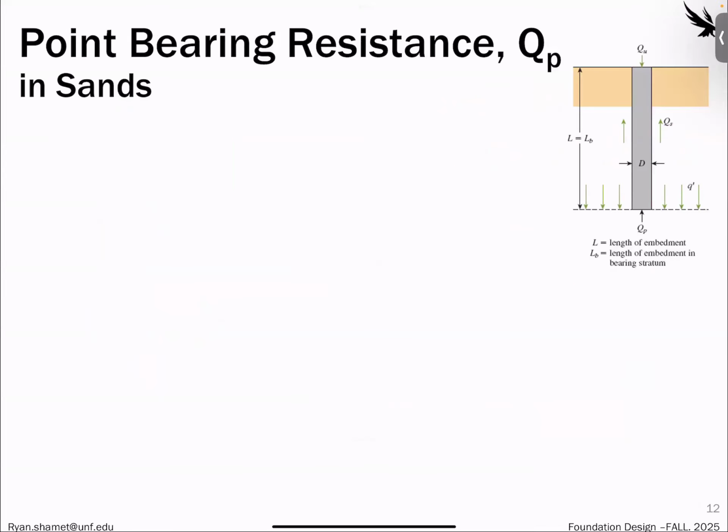So let's talk about a technique in sands only. Another way of saying this is we have a cohesionless soil. So if we have a cohesionless soil, that means there is no cohesion term. So this cohesion factor is going to be 0. So if we think back to our point bearing capacity equation for piles that we just had before, again, just kind of being redundant here, let me just draw this out.